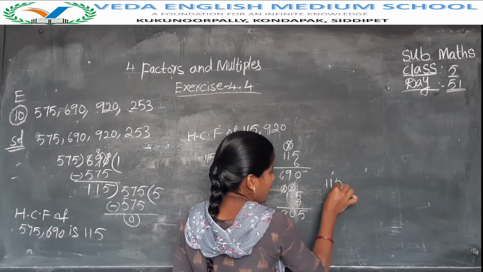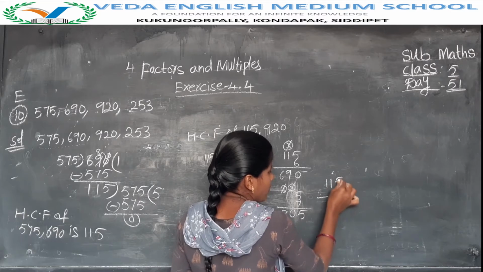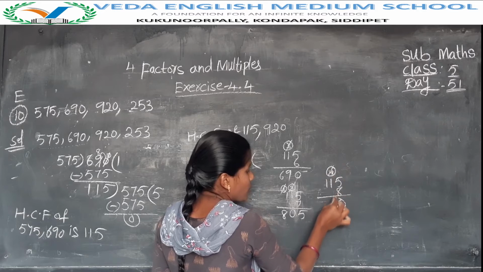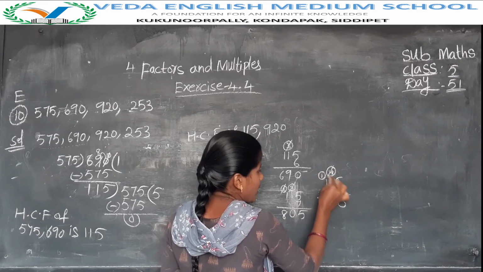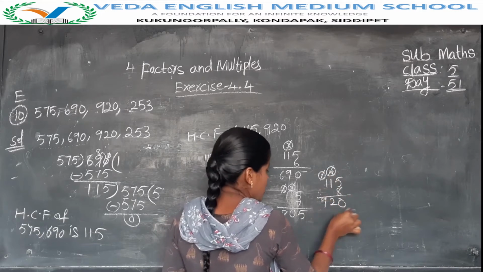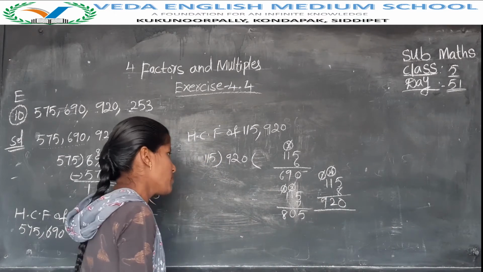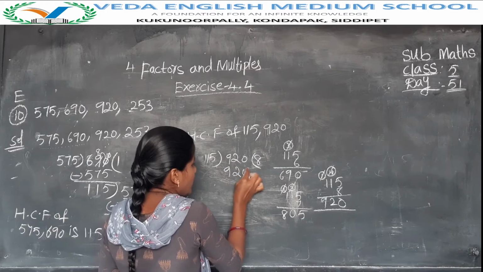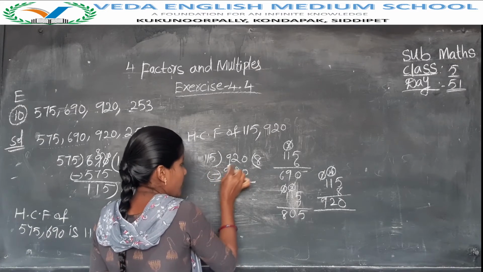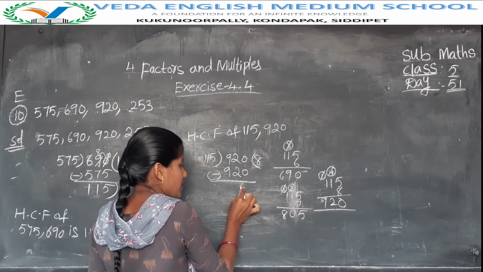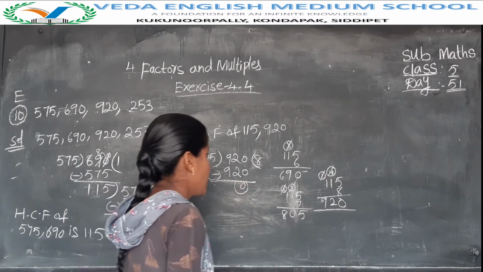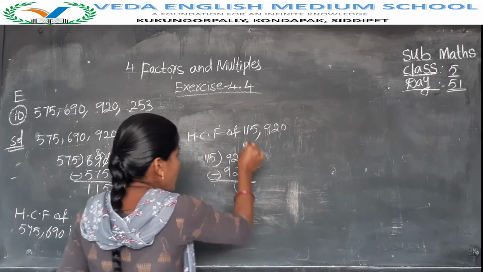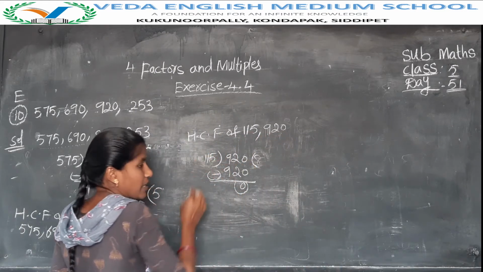Next, 115 8s: 8 5s are 40, 0 here, 4 will become carry. 8 1s are 8, 8 plus 4 is 12, 2 here, 1 will become carry. 8 1s are 8, 8 plus 1 is 9. Yes, 920 is possible. How many times? 115 8s are 920. So what is the HCF? 920 minus 920 is 0. Now, did you get the remainder 0 here? Yes. So what is the HCF of 115 and 920?